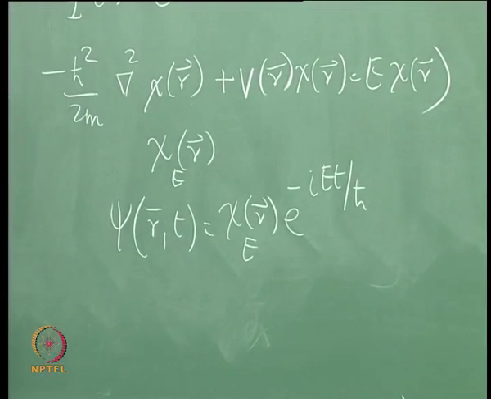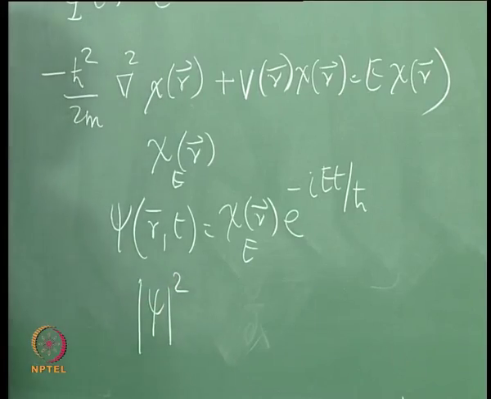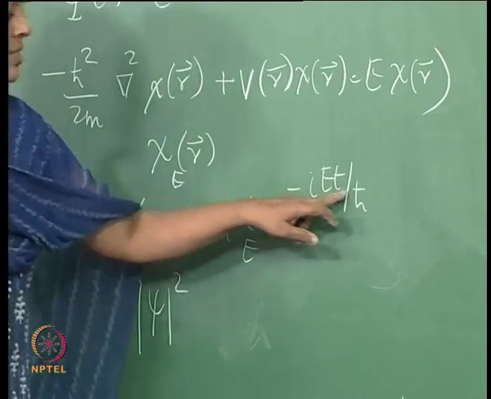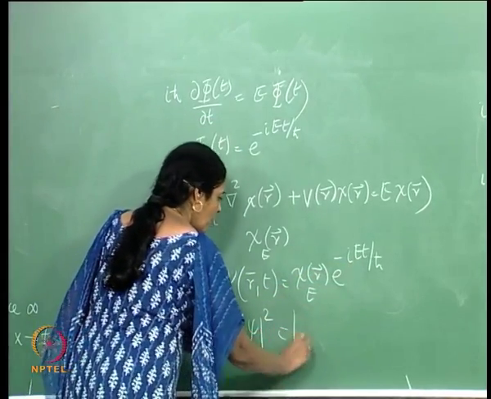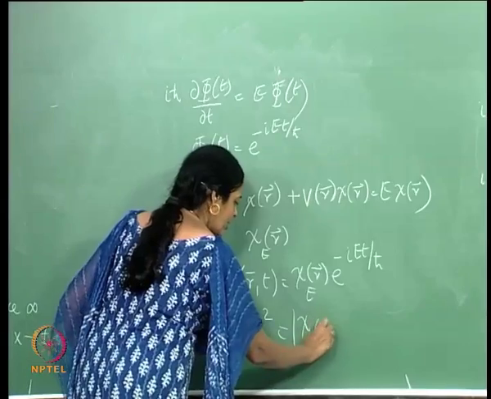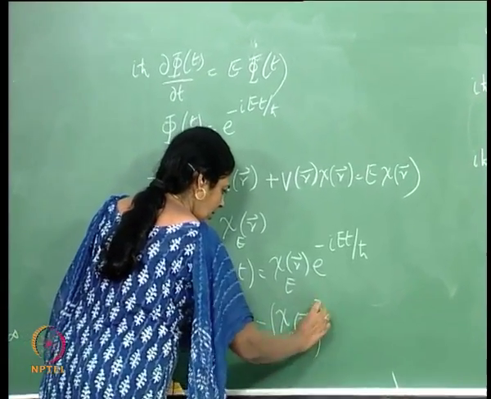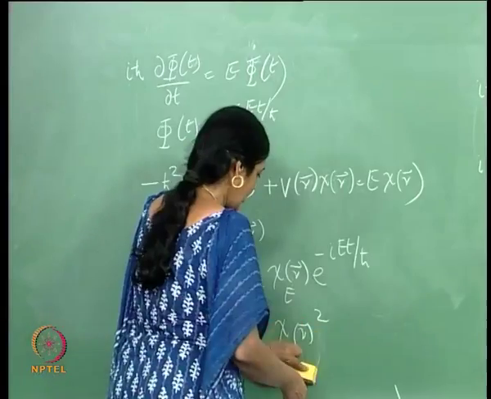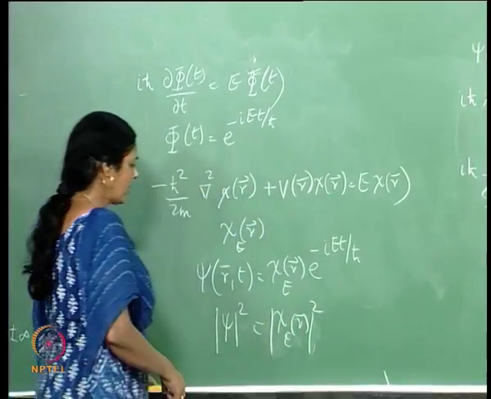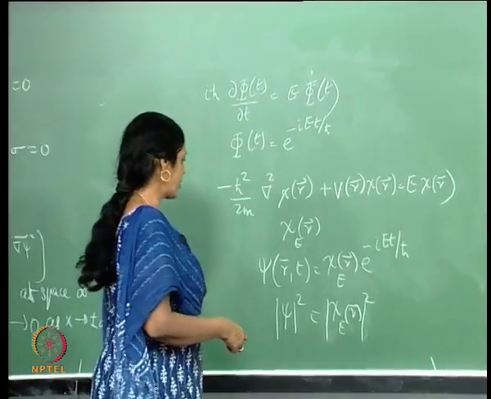The upshot of the whole thing is this, that if I now find modulus of ψ the whole squared, it is clear that this term cancels out, and I just have modulus of χ_E(r) the whole squared. And even if it were in general complex, I could write it like this. So, this is what I have. That is certainly one property of the stationary state.